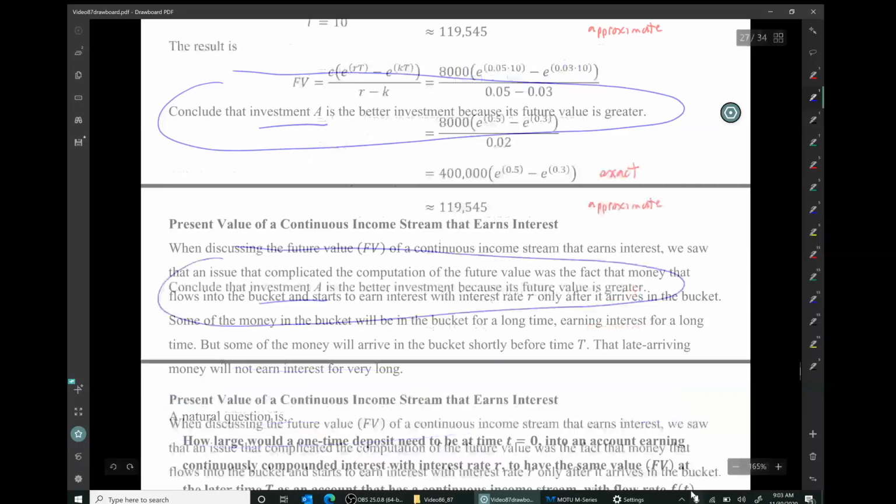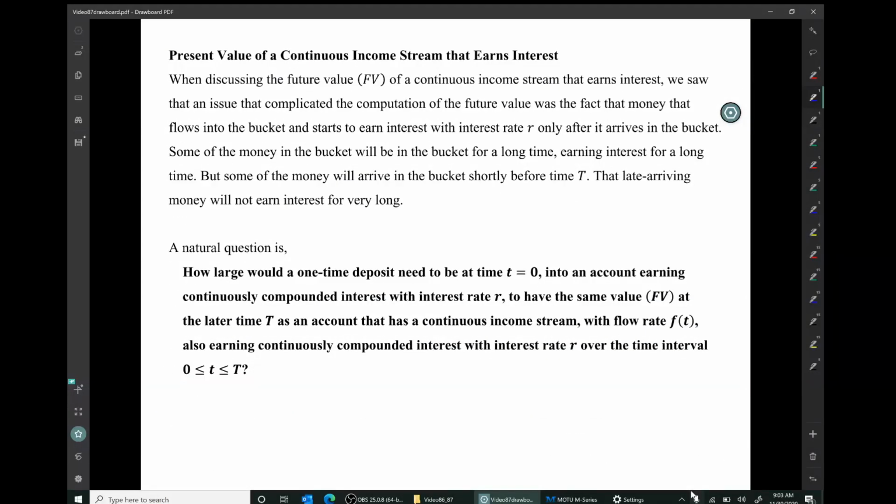Our final topic for this video will be the present value of a continuous income stream that earns interest. I see that I've got a typo in this paragraph. So recall that when we were discussing the future value of a continuous income stream that earns interest, we saw that an issue that complicated the computation of the future value was the fact that money that flows into the bucket starts to earn interest with interest rate R only after it arrives in the bucket.